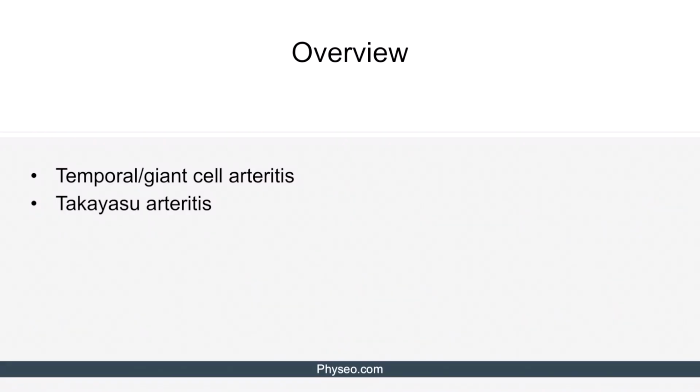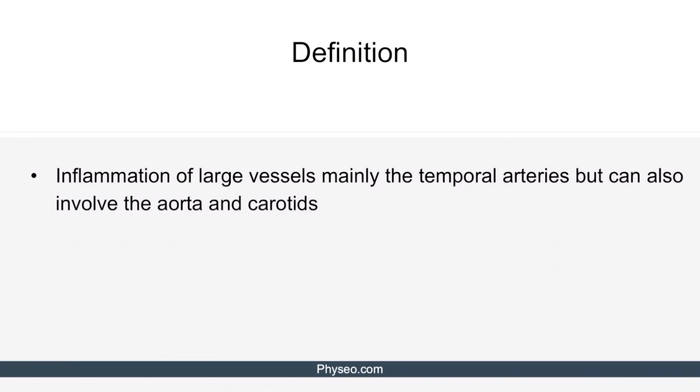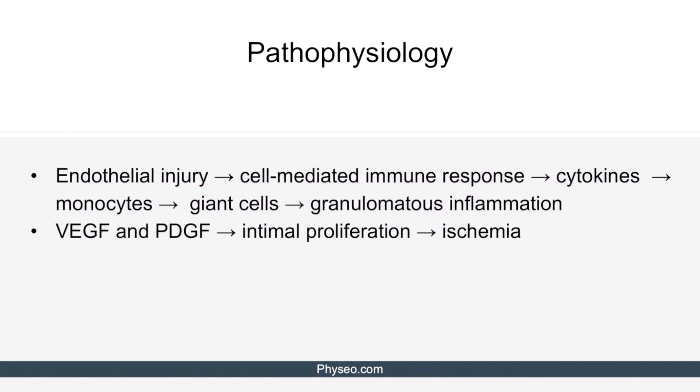In this lecture, we will focus on large vessel vasculitides, namely temporal or giant cell arteritis and Takayasu arteritis. Let's start by discussing the definition, pathophys, risk factors, as well as the clinical features, diagnosis, and management for temporal arteritis. Temporal or giant cell arteritis falls under the large vessel vasculitis, as we mentioned previously. And this is characterized by inflammation of large vessels, mainly involving the temporal arteries, but it can also involve the aorta and the carotids.